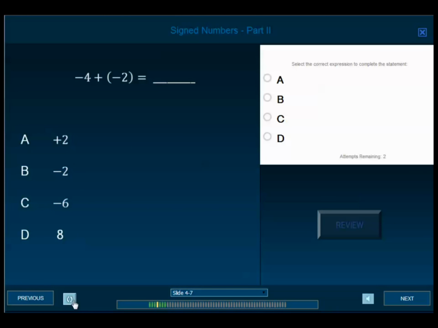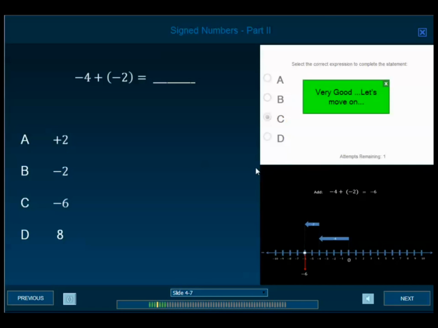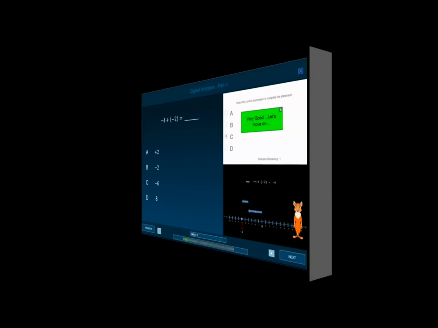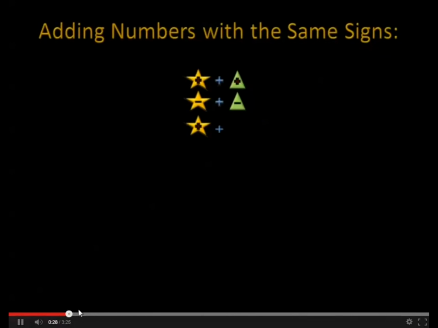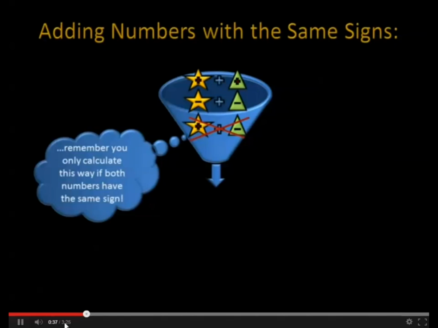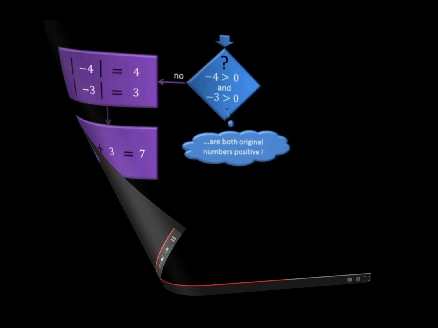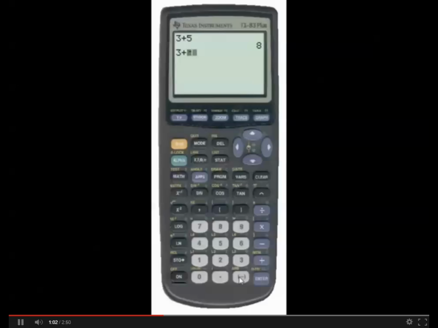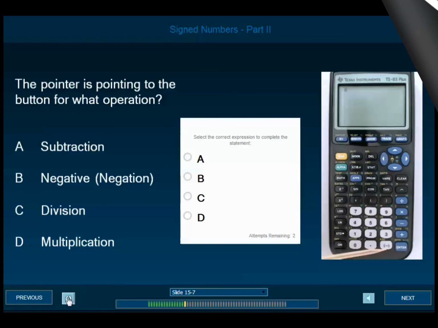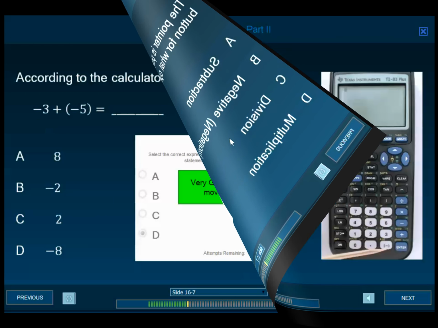A -4 plus a -2 equals what? You were right. A -4 plus a -2 is equal to. In other words, if one is positive and the other is negative, we do not use this procedure. Remember, you only calculate this way if both numbers have the same sign. Add together to be the negation symbol and then 5. The pointer is pointing to the button for what operation on the calculator?